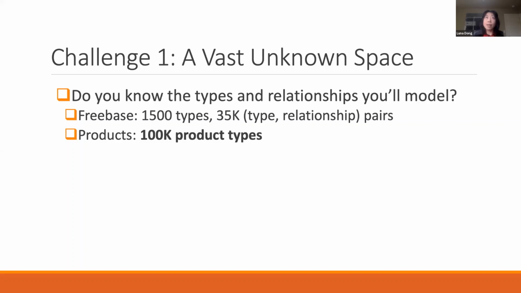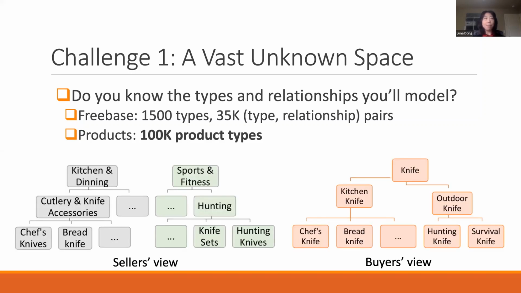For products, we actually have 100K different product types. And it is hard to know what are all of these product types because that's evolving over time. And in addition, how to organize them into a taxonomy tree. What is the subtype relationship? As an example, from a seller's point of view, he would think of kitchen and dining department and the sports and fitness department. And under each, there is some particular sub-department, and then we can see chef's knives, bread knife, and in sports and fitness, we have hunting sub-department, and we have knife sets and hunting knives.